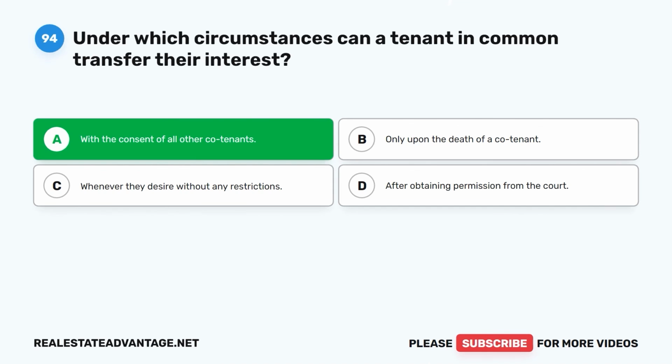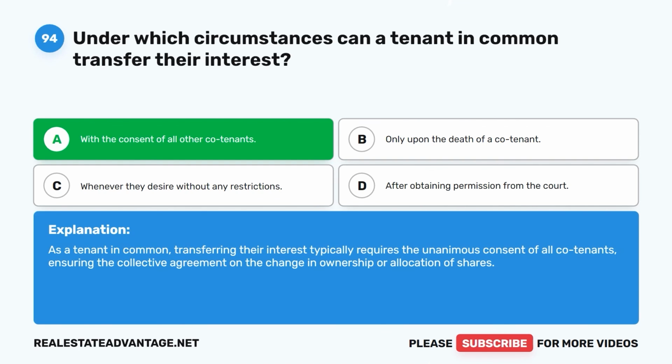The correct answer is A. With the consent of all other co-tenants. As a tenant in common, transferring their interest typically requires the unanimous consent of all co-tenants, ensuring the collective agreement on the change in ownership or allocation of shares.